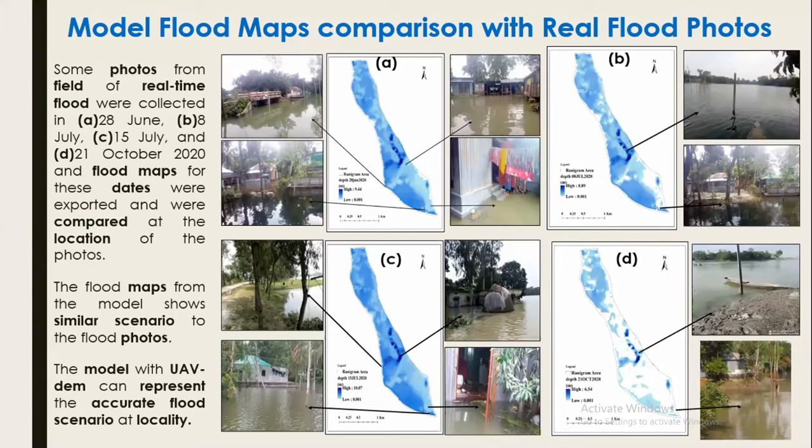Then some photos from the field during the flood were collected, and flood maps for these exact dates were exported, and at the location of the photos the flood scenario was compared with the flood maps. The flood maps from the model show a similar scenario to the flood photos, and from here you can see that the model with UAV DEM can represent a somewhat accurate flood scenario at the locality.